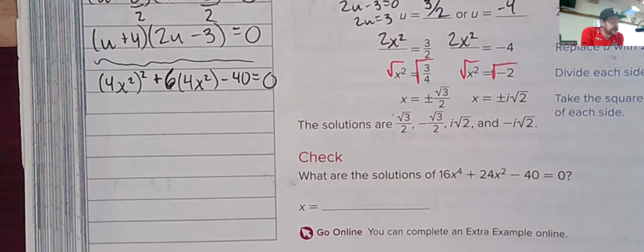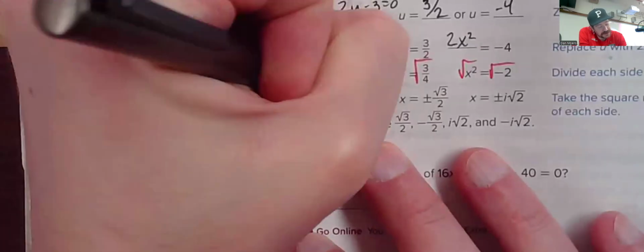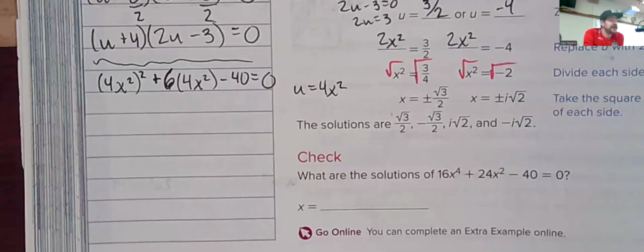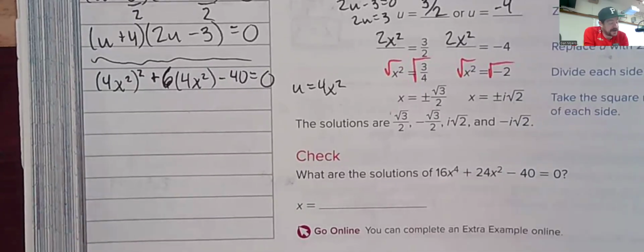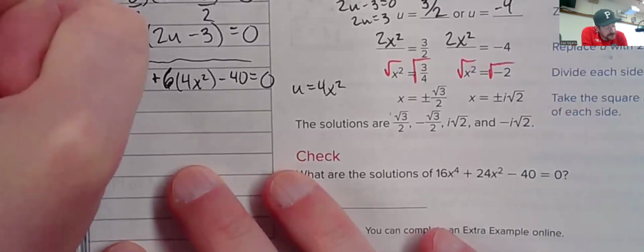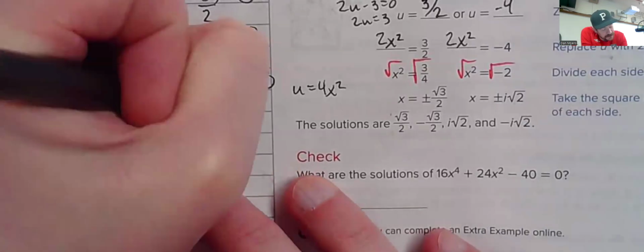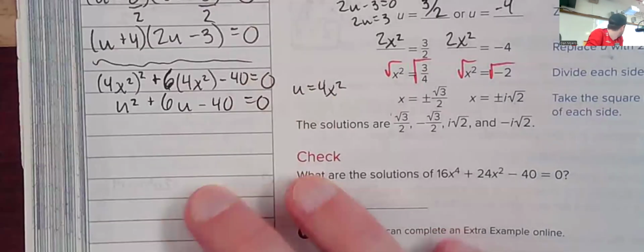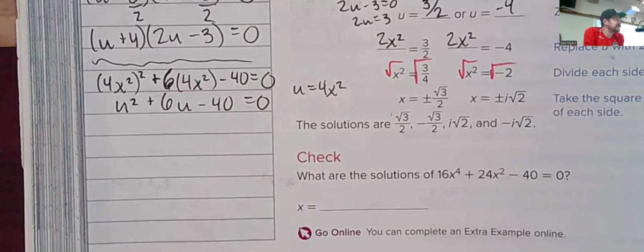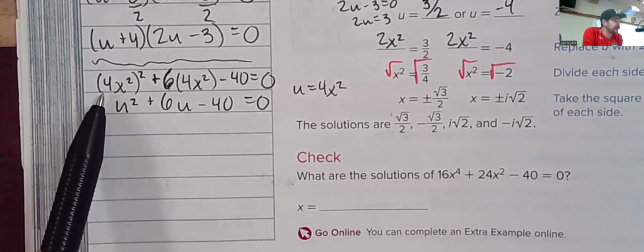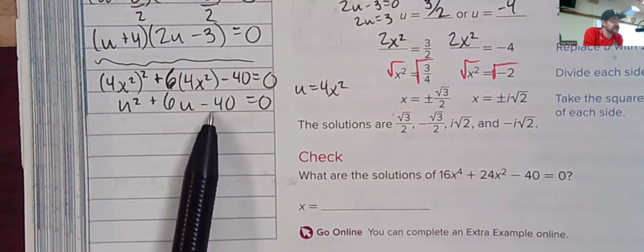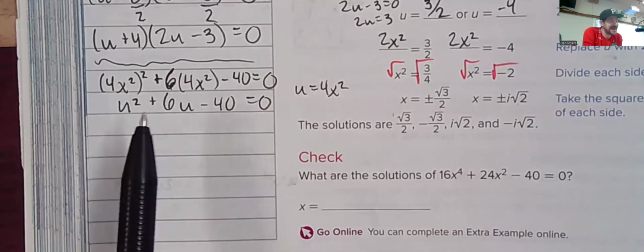What is our value of u then? Okay. 4x squared, yeah. So we're going to say u equals 4x squared. Now we're going to write the quadratic version of this because it didn't start off as a quadratic, it started off as a quartic. So we're going to have u squared plus 6u minus 40 equals 0. Now, the nice thing about this one is because the first term is a perfect square, we don't have to use slip and slide on this one. We just have to figure out 2 numbers that multiply to negative 40 and the same 2 numbers that add to 6.